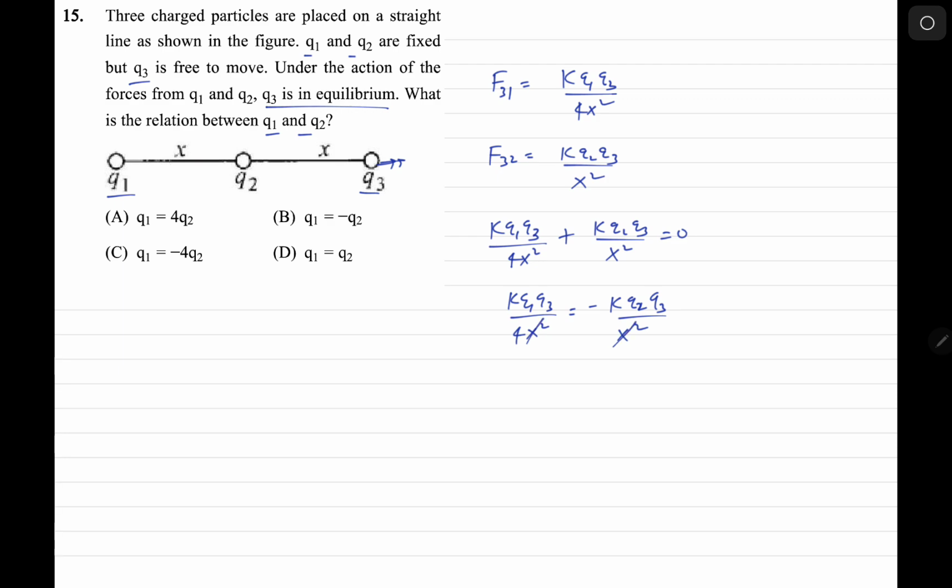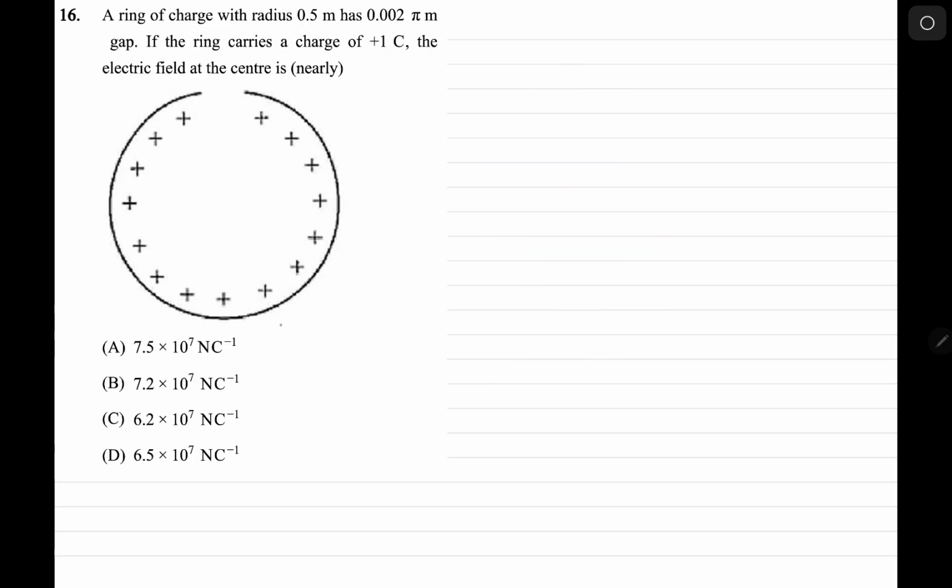So h square cancel, K cancel, Q3 cancel. So Q1 is coming as minus 4Q2. So option C is correct. So it's an easy question, right? Let's move to the next question.